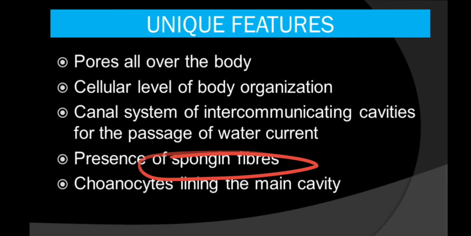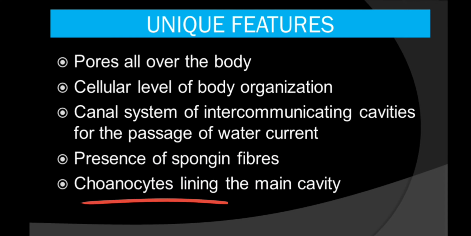Their skeleton contains spongin fiber, whereas choanocytes line the main cavity. Choanocytes are the cells present in the innermost layer, that is the choanoderm. Alright, and choanocytes are also known as collar cells. So this is all about the phylum Porifera.